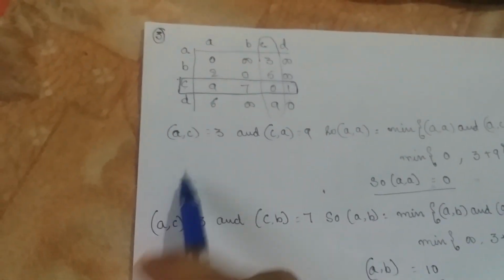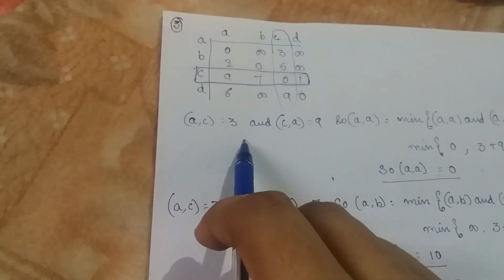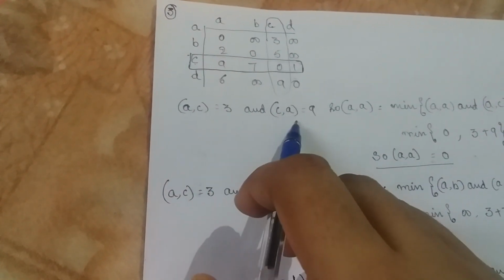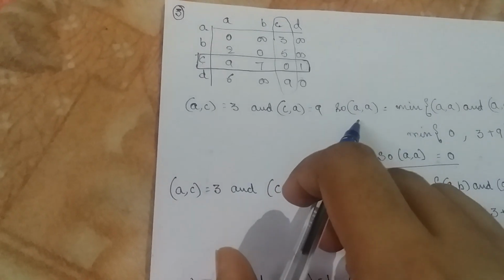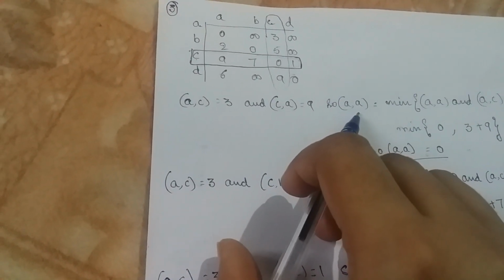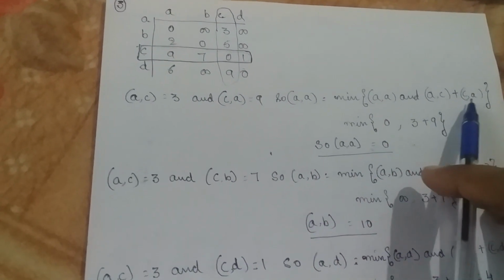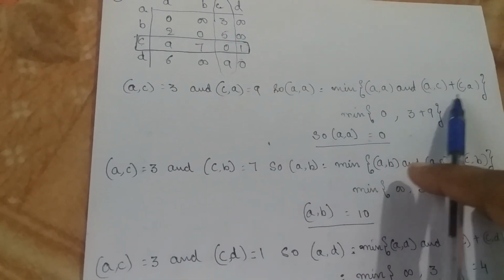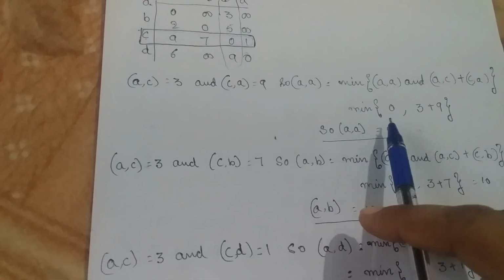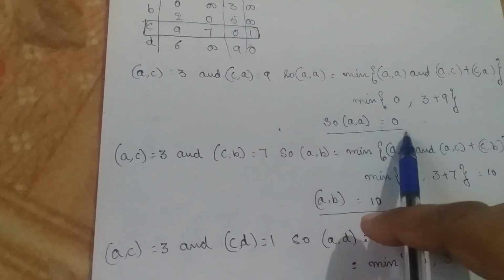A comma C, you can see here, A to C is 3, and C comma A is 9. So by applying transitive closure I will get A comma A, and I have to find the minimum of A comma A and A comma C plus C comma A. So A to A is 0, A to C is 3 and C to A is 9. Minimum of 0 and 12 is 0, so A to A is 0.